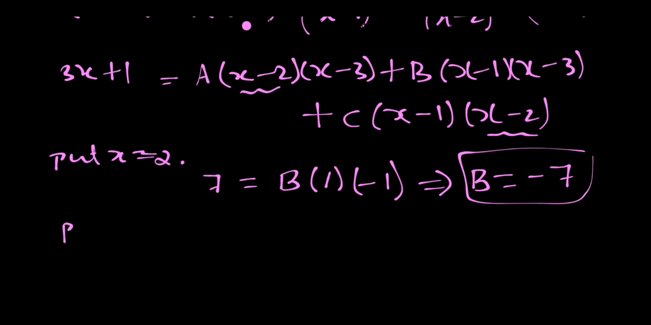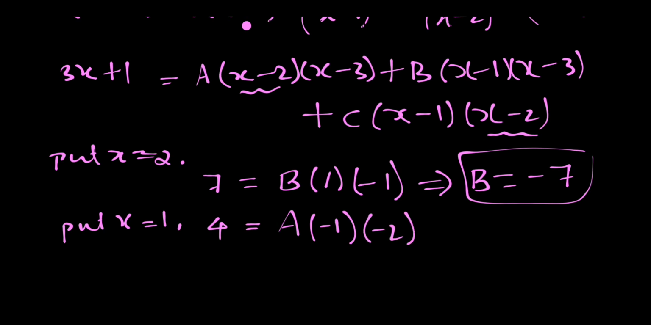Next, put x is equal to 1. On the left side you will get 4, and on the right side A into (1-2), which is minus 1, and (1-3), which is minus 2. The remaining two values are 0. So if you simplify, the answer is A is equal to 2.